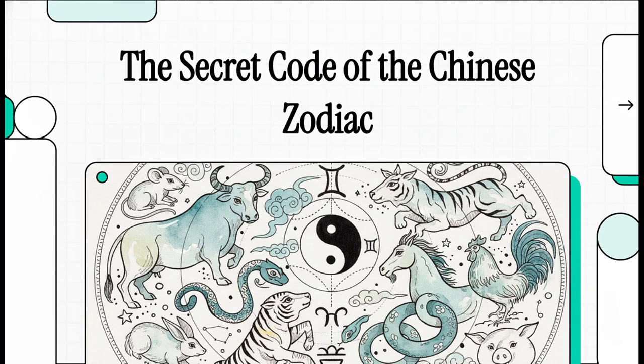Okay, so let's talk about the Chinese zodiac. Most of us, we think we get it. We know our animal sign. But I can promise you, there's a whole secret world hiding right under the surface of those animals. And today, we're going to crack that code.